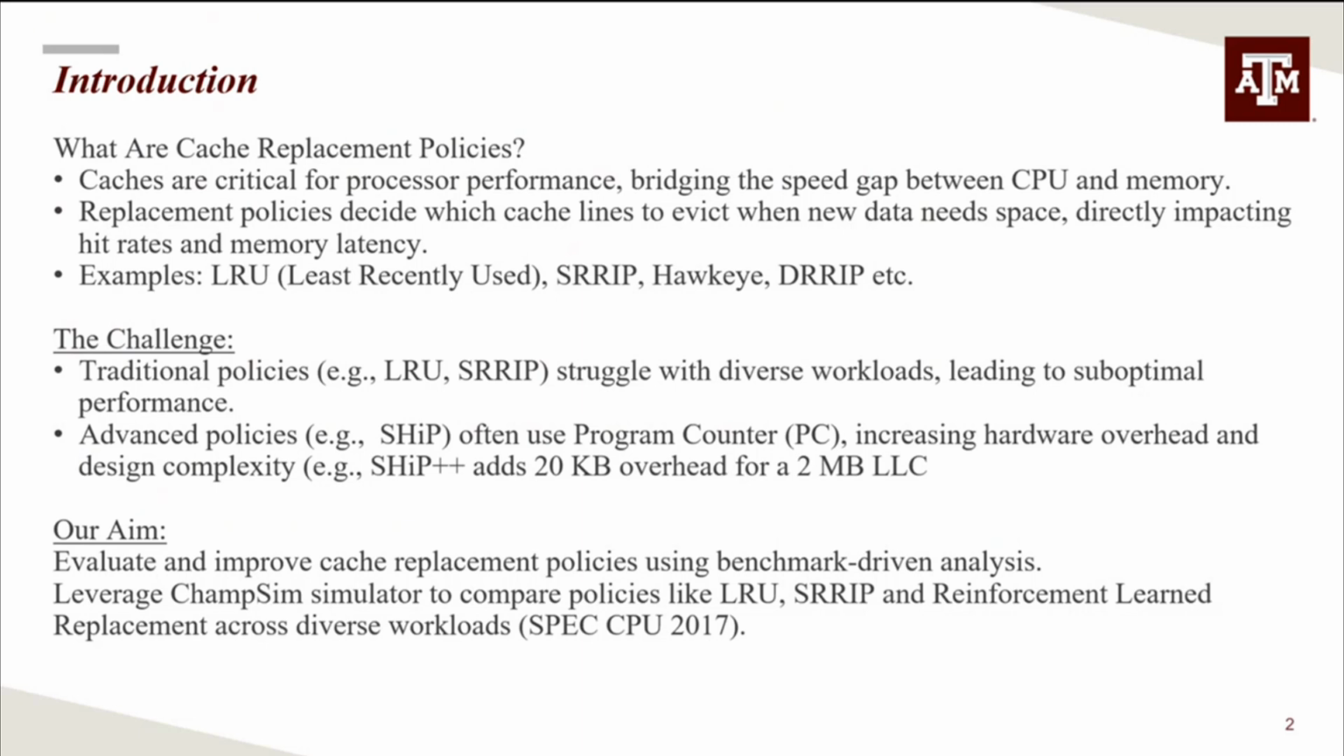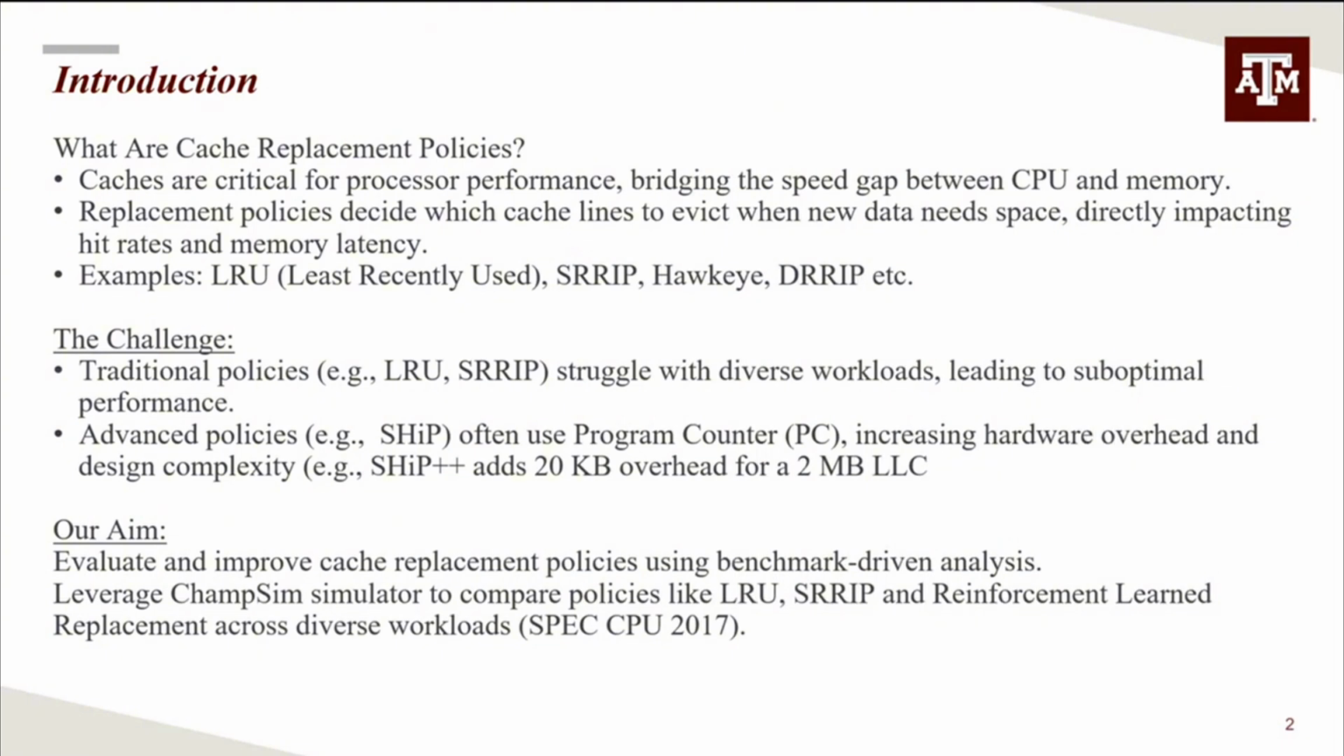Newer policies like SHiP or Hawkeye often improve hit rates by using program counter information to track reuse behaviors. However, this comes at a high cost. For example, SHiP adds around 20 KB of overhead for a 2 MB LLC, which is not practical for many real-world designs. So, our aim in this project was twofold.